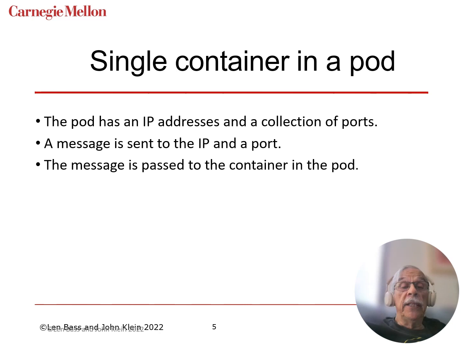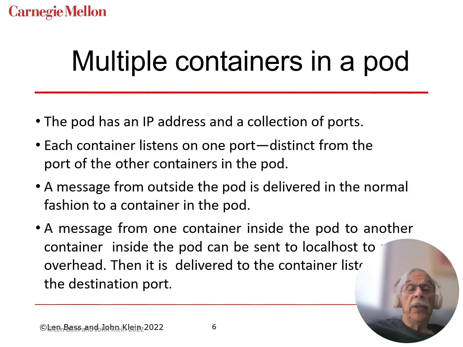So if you have a single container in a pod, the pod's got an IP address and a collection of ports, and a message is sent to the IP and a port, and the message is passed to the container in the pod through the pod mechanism. If you have multiple containers, the pod is the one with the IP address. The containers don't really get IP addresses when you're using pods. And the pod also has a collection of ports. So each container listens on one port, and it's distinct from the port of the other containers in the pod.